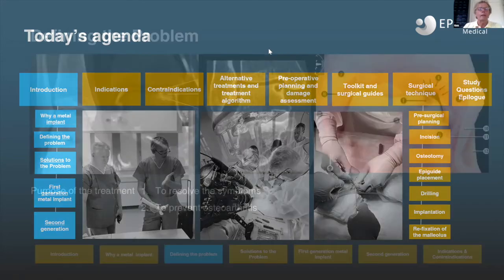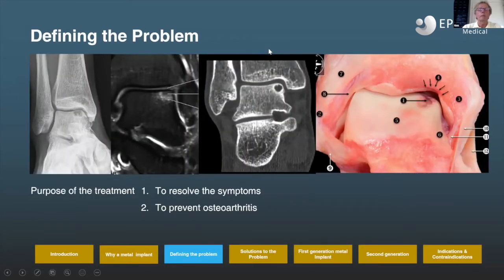So why a metal implant? What is the problem that we want to solve, and what is the purpose of our treatment? And basically this is the patient, a typical patient with deep ankle pain on walking, and on investigation, there's nothing specific to find, maybe little synovitis, but on the x-ray, we might see an osteochondral defect, localized osteochondral defect.